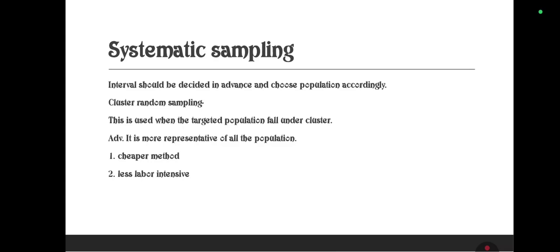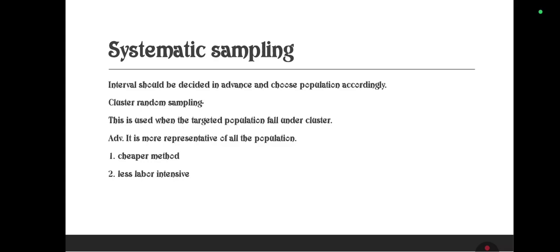The interval should be decided in advance. If you are selecting a population, you have to say in advance that you are selecting every third person or every seventh person, because after dividing into subgroups, you can't then decide to select the third person or the seventh person. So you have to be very clear so that there is no bias.